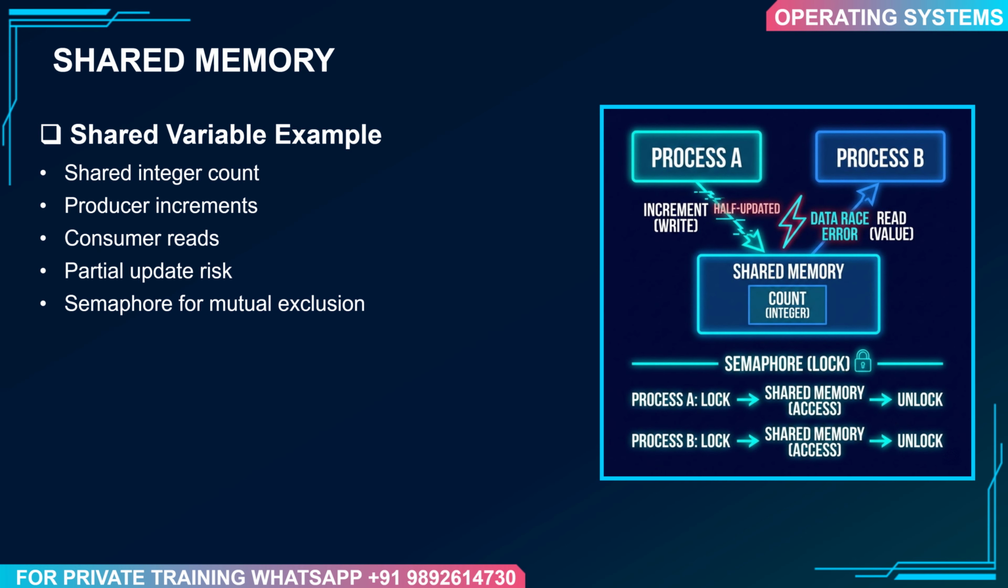Now, let us walk through a very simple step by step example to make this concrete. Imagine a shared integer variable called count stored in shared memory. Process A increments this variable whenever it produces an item. Process B reads this variable to know how many items are available. If process A writes to count while process B is reading it, process B might see a half updated value. This sounds strange, but at the hardware level, it can happen. To prevent this, both processes must agree on rules. For example, they might use a semaphore to ensure that only one process accesses count at a time.